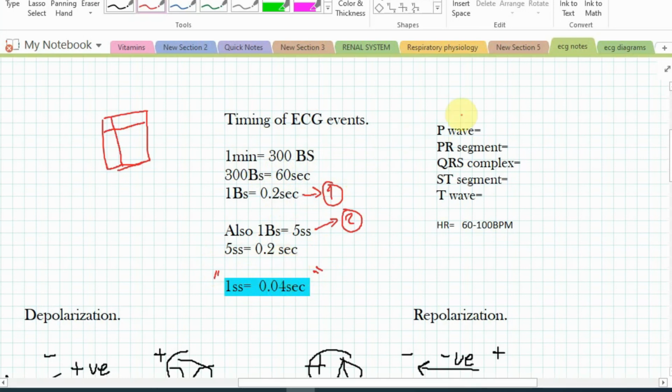Now, the values that can be present for various intervals such as the P wave, PR segment, QRS complex, ST segment or T wave. Usually the time taken by the P wave is 0.1 second. For the PR segment, the time taken is 0.1 second. For the QRS complex, the time taken is 0.1 second. For the ST segment, the time taken is 0.1 second. And for the T wave, unfortunately, it is one extra, 0.2 second. Now, if you sum it all up, you will get an average of 0.6 second.